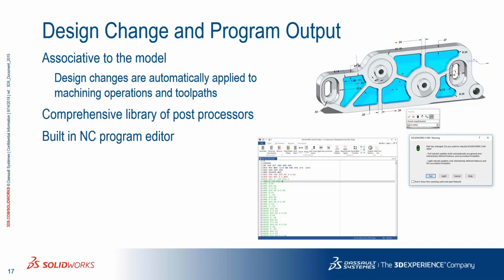And we're also going to post-process this. Remember, we chose the Haas machine in the beginning, and that has a post-processor tied to it. And we also have an NC editor that allows us to edit, view, or even send it like a DNC system to our machine.